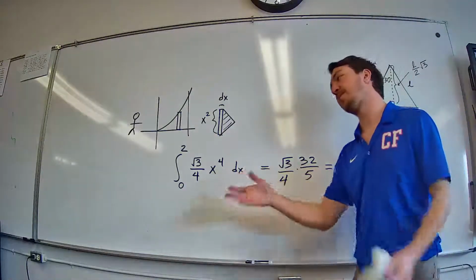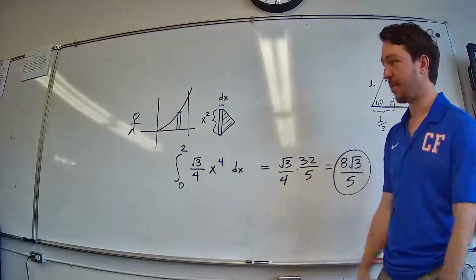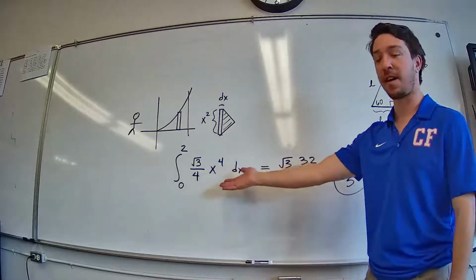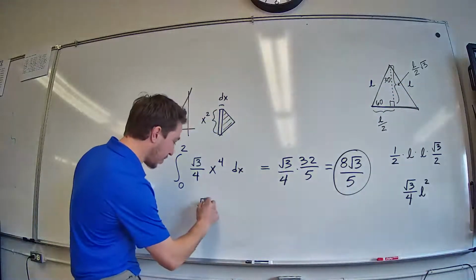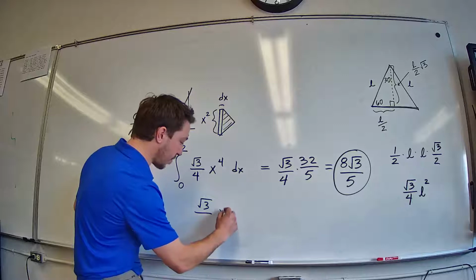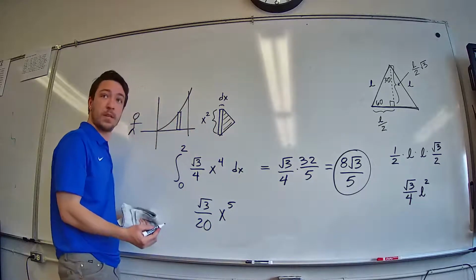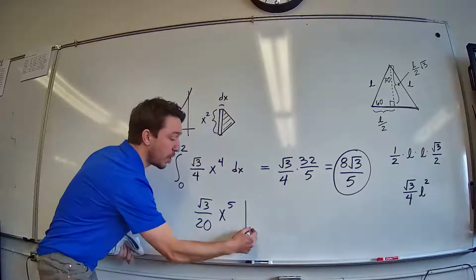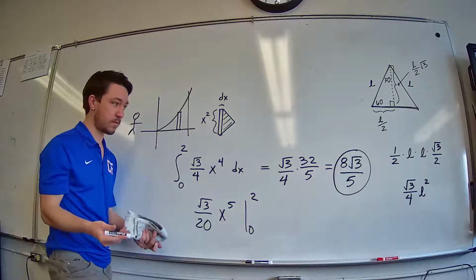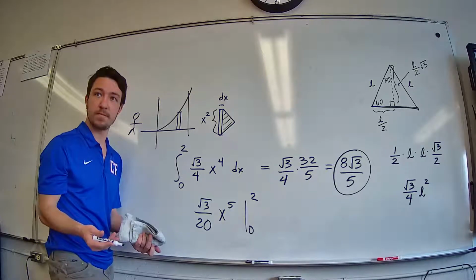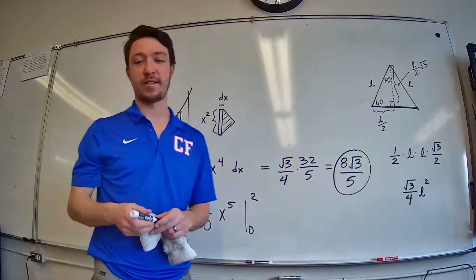Do we understand? If you're not comfortable with that, you should be comfortable with that idea. But if you want to do it as if this is the first time you saw it, it's fine. You raise it to the 5th power, and then divide by 5. So this is a 20 now. And then when you plug in the 2 and the 0, 32/20 is 8/5. Really killing you guys, aren't I?